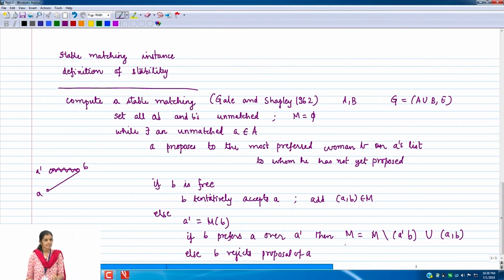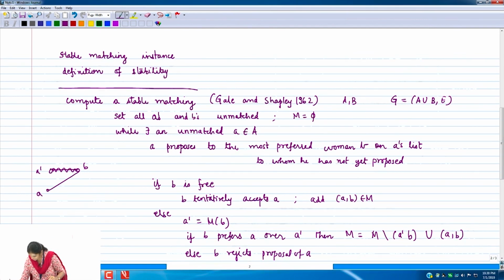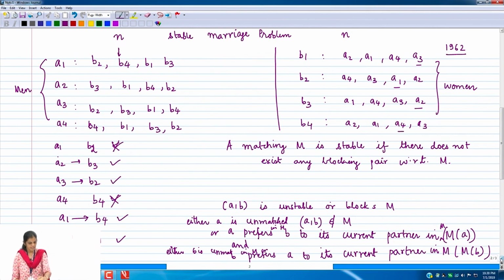So can it happen that the algorithm keeps going forever? In this example, we had a finite set of proposals and it stopped after that, when no man is unmatched. That is where the while loop stops.